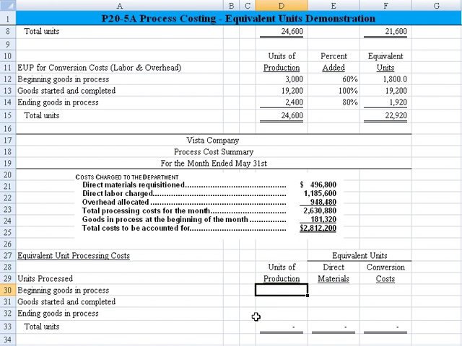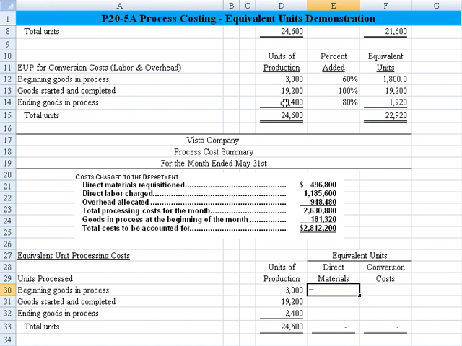Well, we need to know what were the beginning goods in process, and we know from up top that equals the 3,000. Okay, and when the goods started and completed, 19,200. We've done that part, and also the ending goods in process come from that cell. So we account for 24,600 units. Now we need to use the equivalent units that we had from up top.